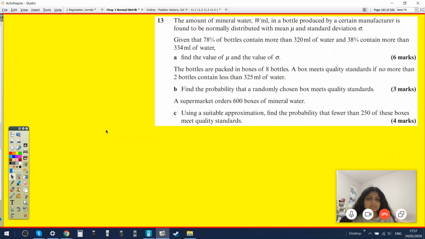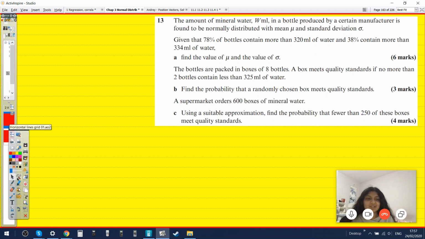Was this using a suitable approximation? Yeah, it was this one. What other approximation is there? So the amount of mineral water in a bottle is normally distributed. Find the value of mu and d. The bottles are packed in boxes.